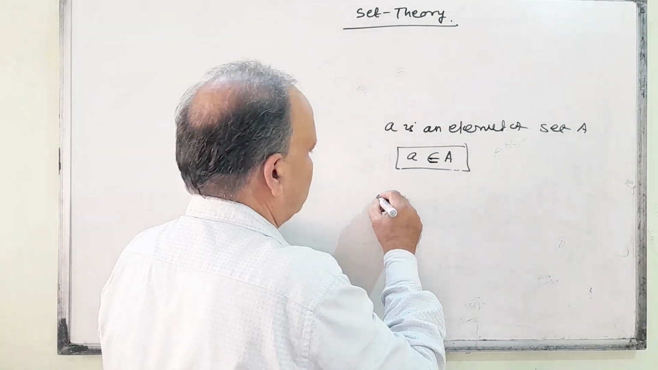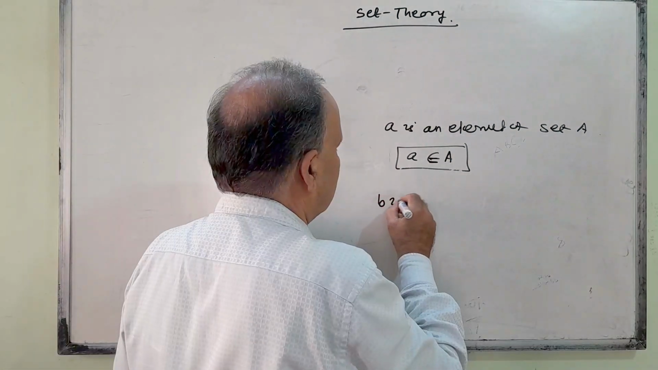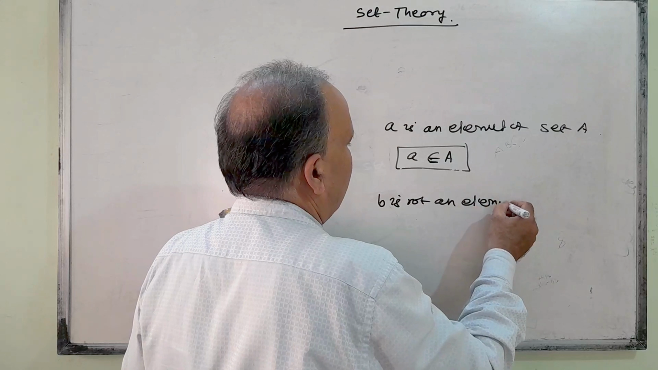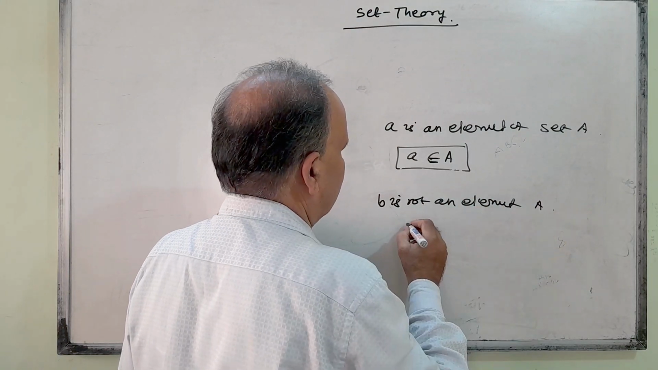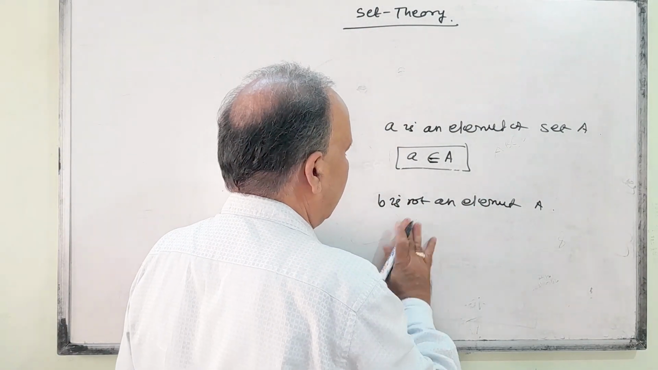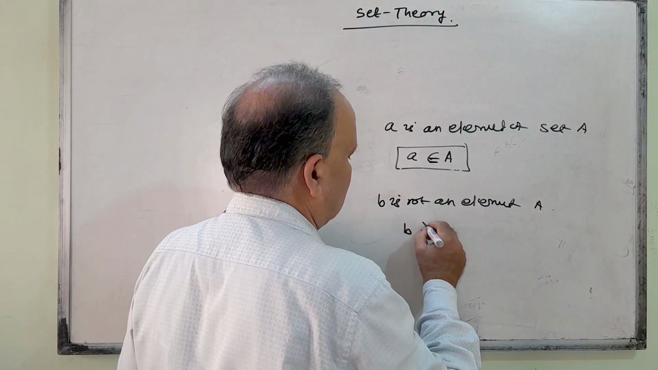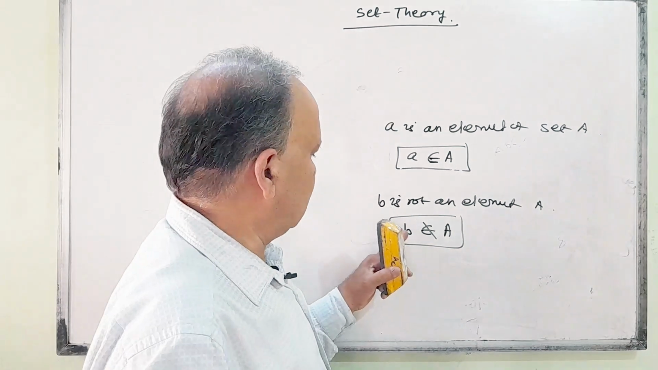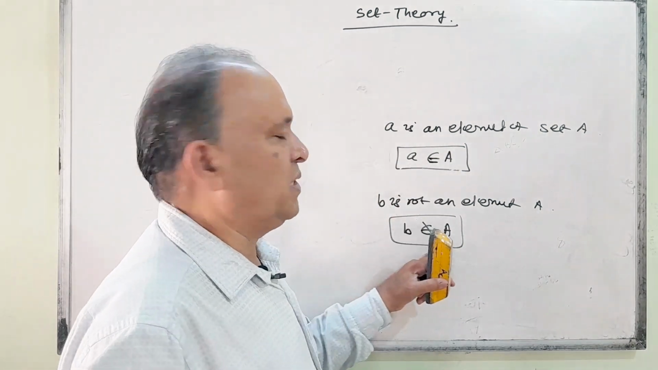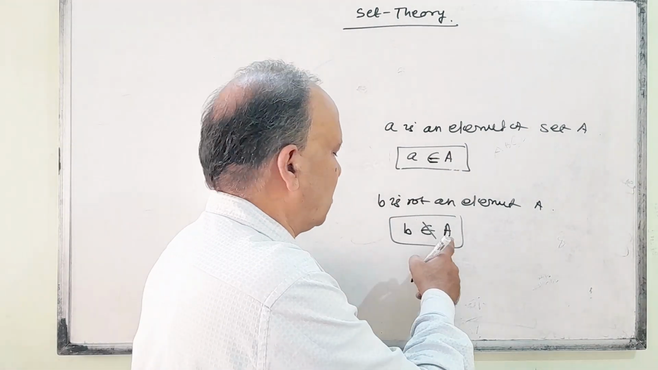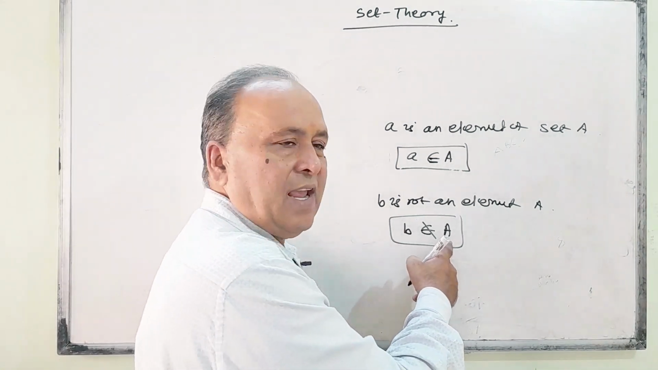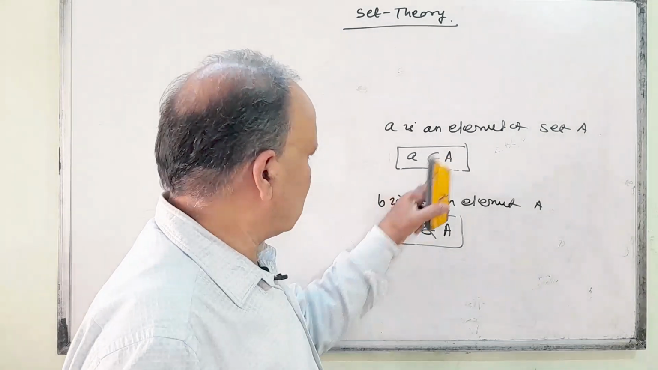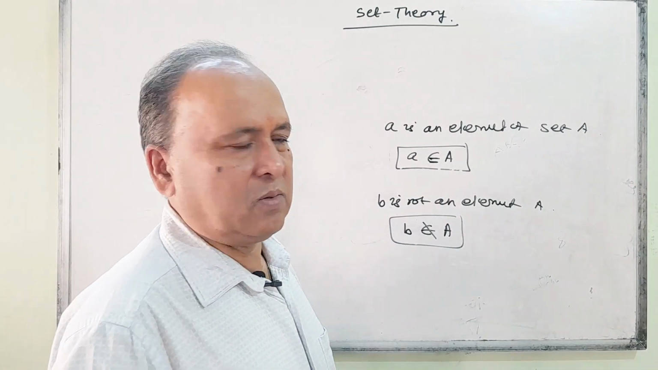Suppose you say b is not an element of A. You write like this: b does not belong to A. This symbol means does not belong to. So this is a belongs to A, and b does not belong to A, or b is not in A, or b is not an element of A. This is your belongs to, and this is your does not belong to.